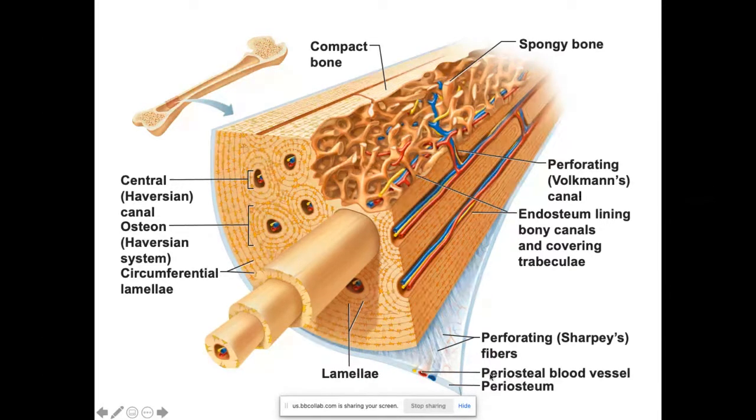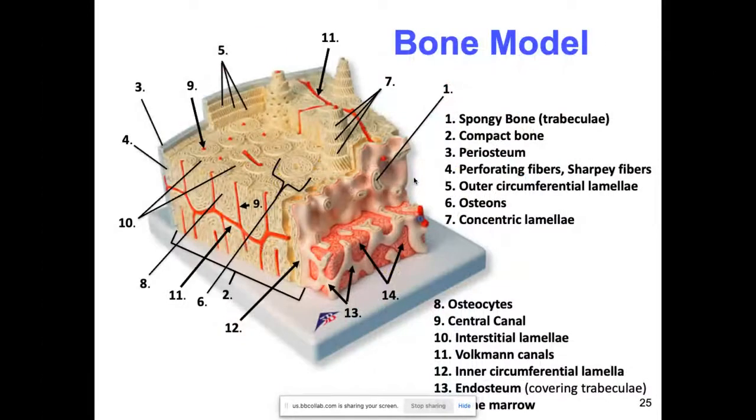You can see the periosteum is the outer layer of the bone. It has a sky blue appearance. And then the endosteum is on the inner layer of bone. It's where that spongy part is, okay? So spongy bone here is number 1. And then we have the periosteum, which is number 3, all the way on the outside. Each of these are osteons. So number 6 is an osteon.